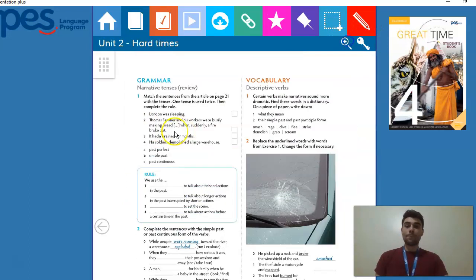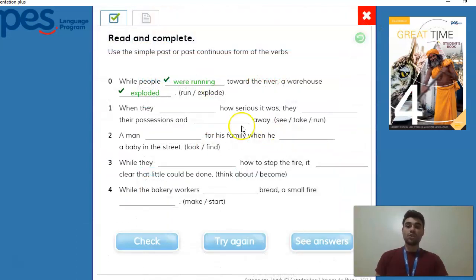Good. Now, let's check the answers for this exercise over here. So we have here, while people were running toward the river, a warehouse exploded. Now, number 1, when they, and we have to use the verb see, how serious it was. They take, this is the verb we need to use, their possessions, and run away. Okay, run is the verb.